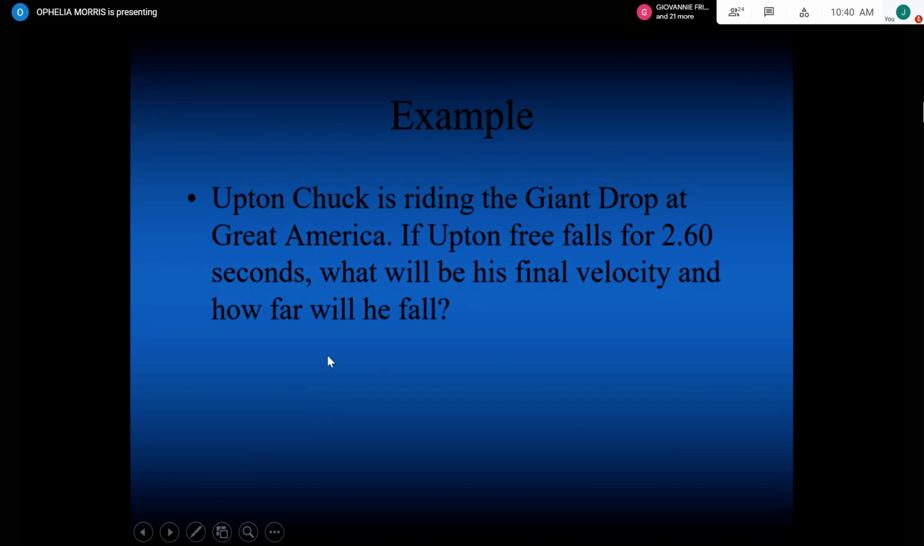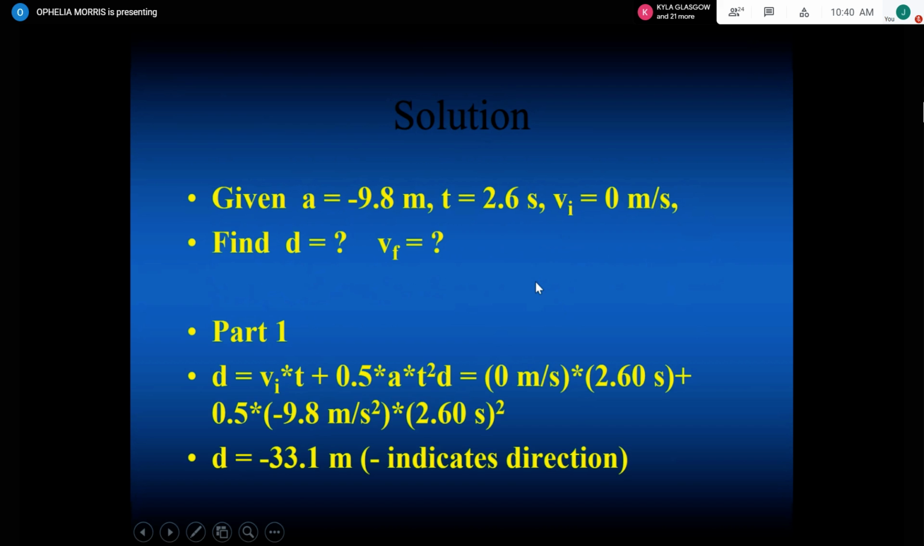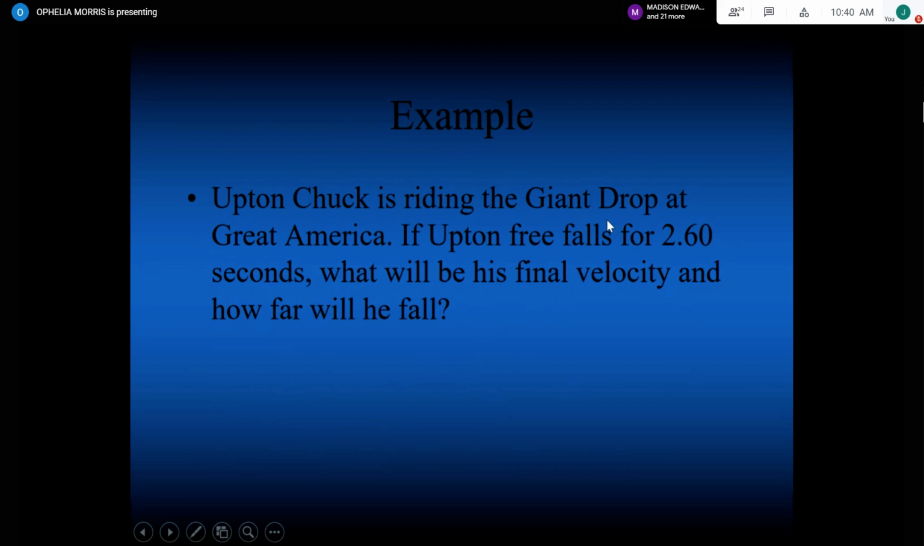So the question asks, what would be his final velocity and how far will he fall? Do you guys see that this question is a two-part question? First they want the final velocity and then they want to see how far he's gonna fall. So what did they give me? It tells me that he falls. Because he's falling, what did I teach you guys before, when something is falling, the only force acting on it is what? Gravity. So the word free fall here means that.